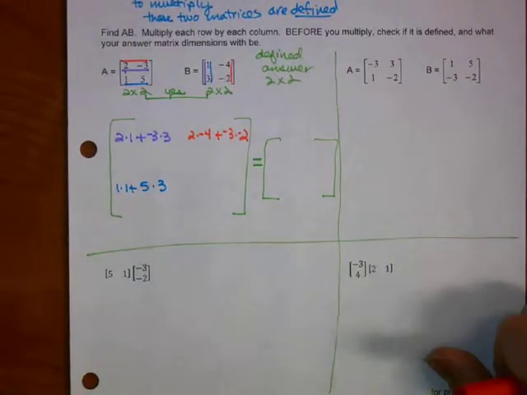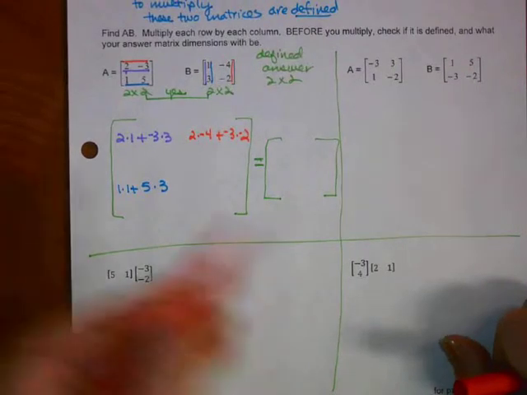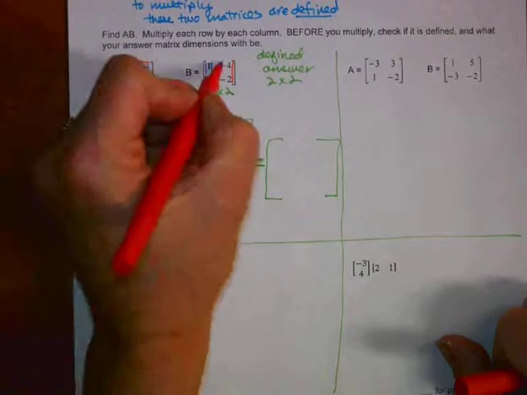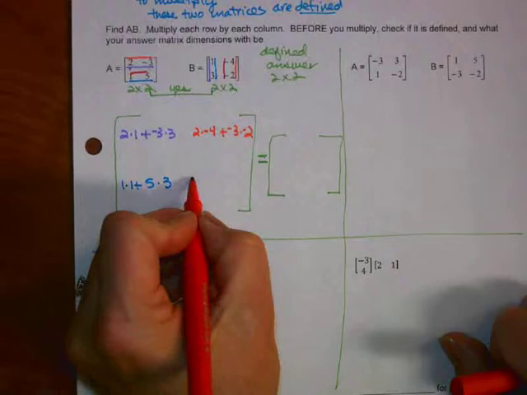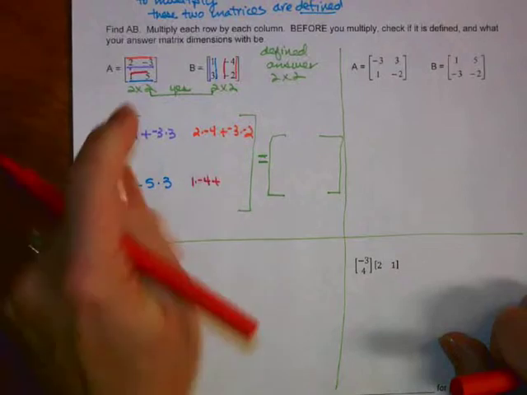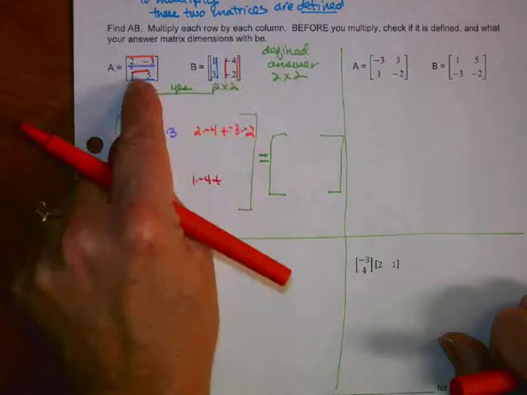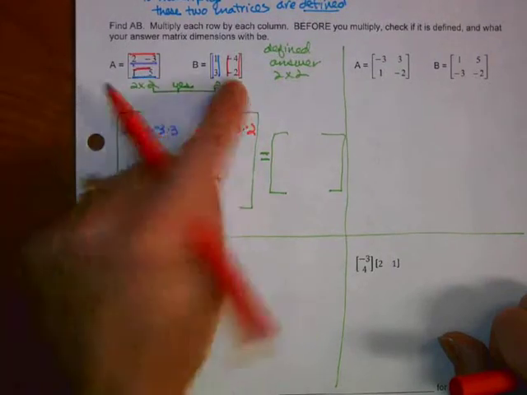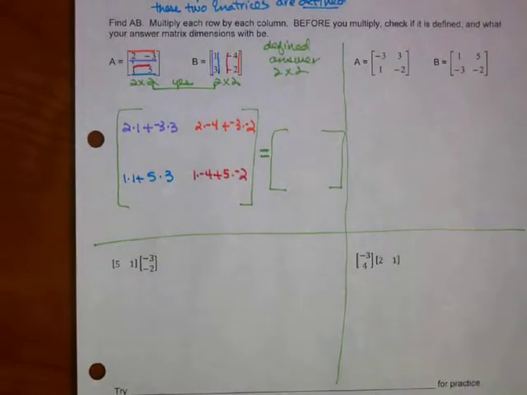Then I have to do what? What's the last thing I have to do? Bottom row by the right column, correct? Bottom row by that column. I know it's a little weird looking, but 1 times -4 plus 5 times -2. Then we simplify each spot, and that'll be our new matrix.